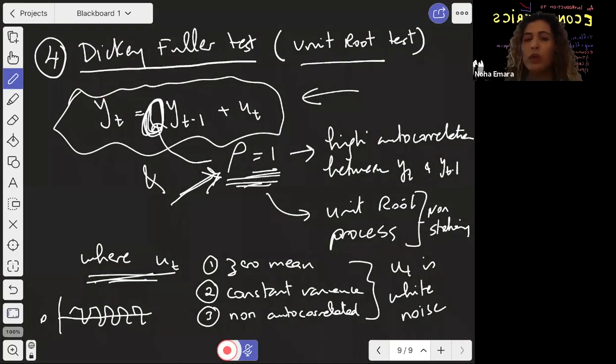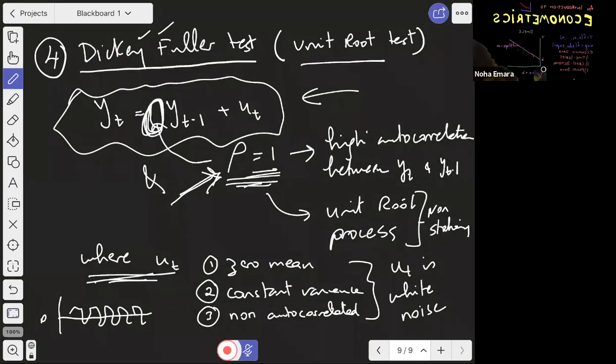And I want you to think of unit root as being a special case of non-stationarity. Why is it a special case? Because I need to have certain assumptions satisfied. I need to have this coefficient equal to 1. It's not bigger than 1, because if it is bigger than 1, it's an explosive process. A unit root is a coefficient of 1. So I want to check whether I do have a unit root, a non-stationary process, or not. So the Dickey-Fuller test is about the unit root test.